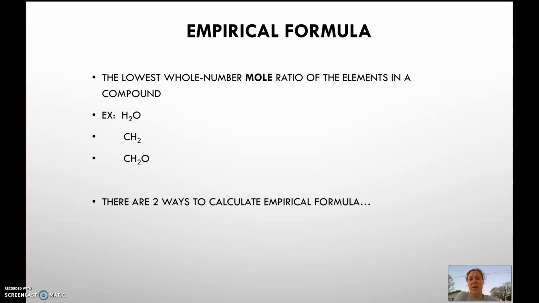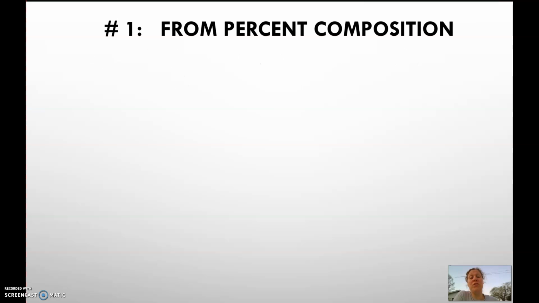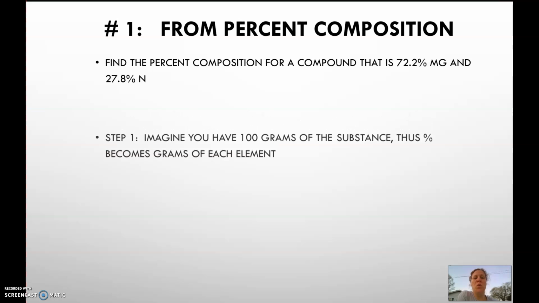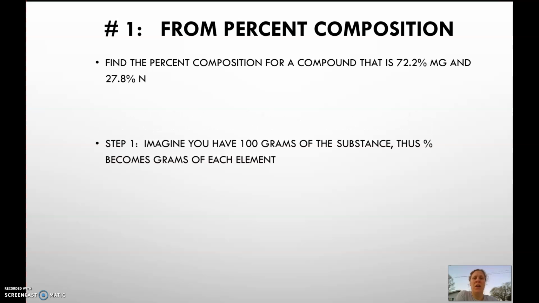There are two ways to calculate empirical formula, but the steps are exactly the same in each. The only difference is the very first step, and that is when you have percent composition. So like this one, it starts with 72.2% Mg and 27.8% N. That's supposed to be a little g, but I didn't change the font. Anyway, percent is out of 100, right?